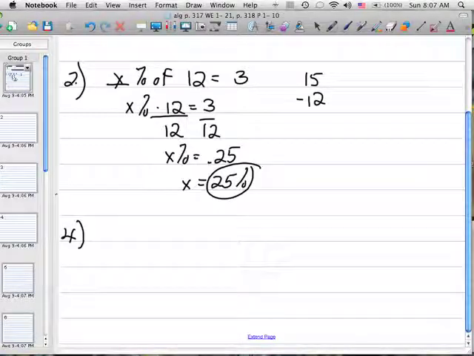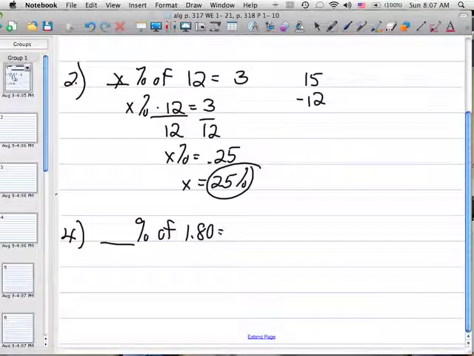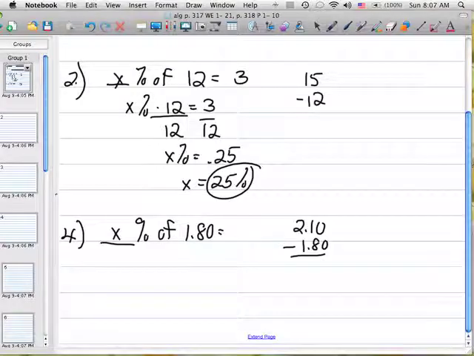Problem number 4, we have a sandwich. The original price is $1.80. The new price is $2.10, and we want to know what percent of increase that was. So we need to take $2.10 and subtract $1.80 from it. And we see that's a 30-cent increase, so put 0.3 here.